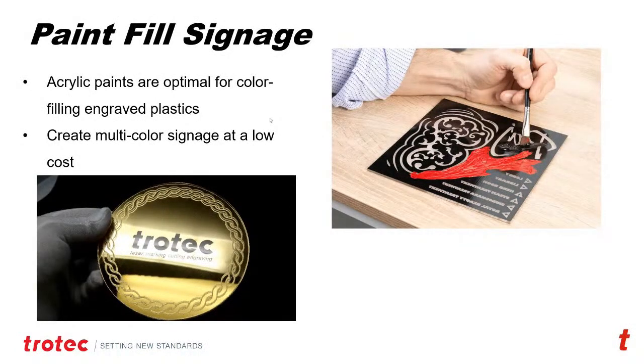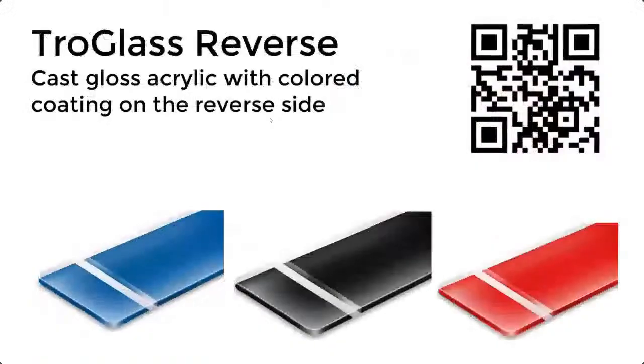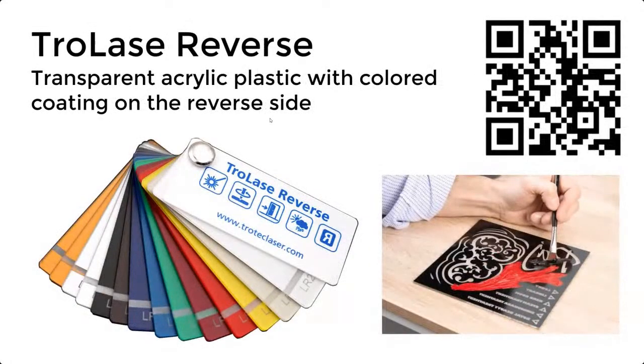But when you use paint on the back of a mirror that you engraved away, or on the back of a transparent acrylic that's already been painted, like the types of plastics, it's going to give you the ability to turn that sign around and see that graphic. And here's an example. Here is a cast gloss acrylic with color coating on the reverse side.